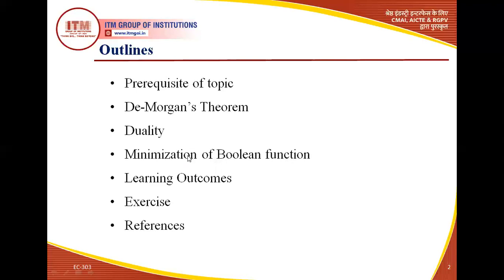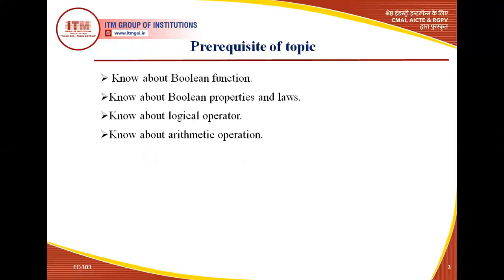First we see the prerequisites of the topic. You should know what a Boolean function is, and what the different Boolean properties and laws are, which we discussed in our previous video lecture, part 1 of Boolean algebra. You should know about the logical operators: OR, AND, NOT, XOR, XNOR, NAND, NOR, mainly the AND, OR and NOT operators. You should also know about arithmetic operations, that means addition, subtraction and multiplication.